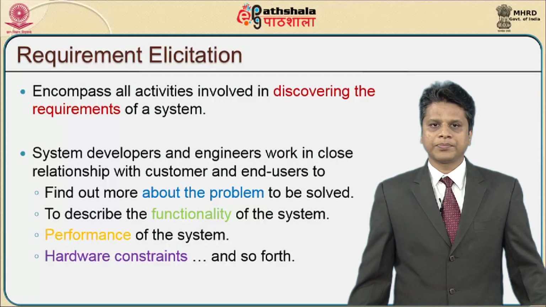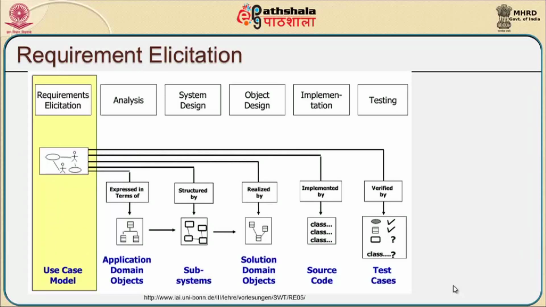The requirements engineering process includes requirements elicitation, requirements analysis, system design, object design, implementation and testing, with requirements elicitation being the key process. At the end of the requirements elicitation process we will come out with a simple model called the use case model. If the problem is very complex, this use case model can be expressed in different flows. As I have already indicated, this is a diagrammatic representation which gives more details about the specific product that is to be developed.